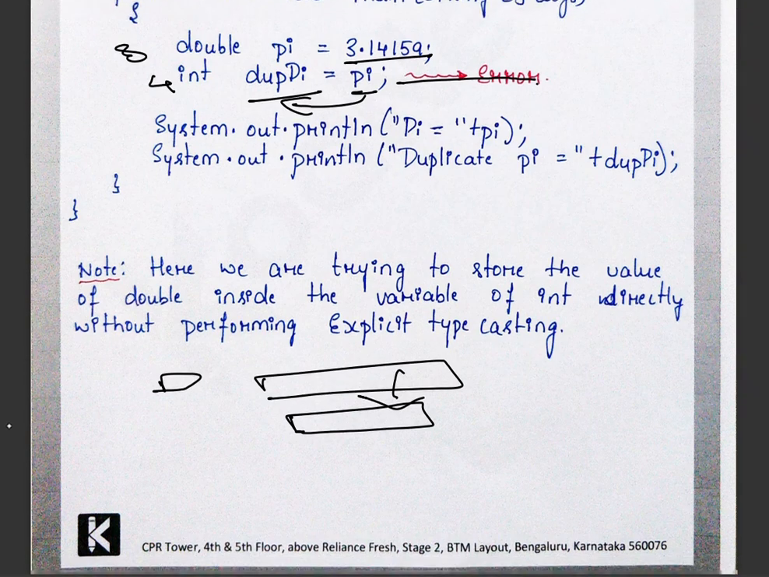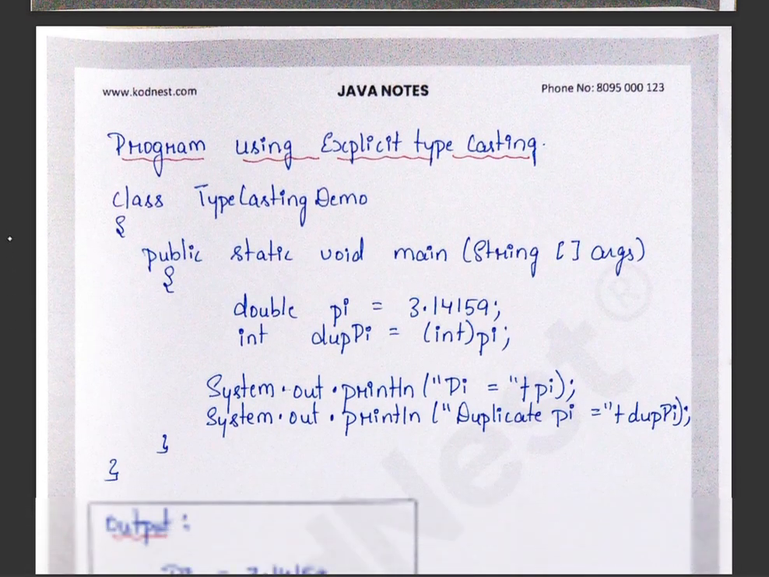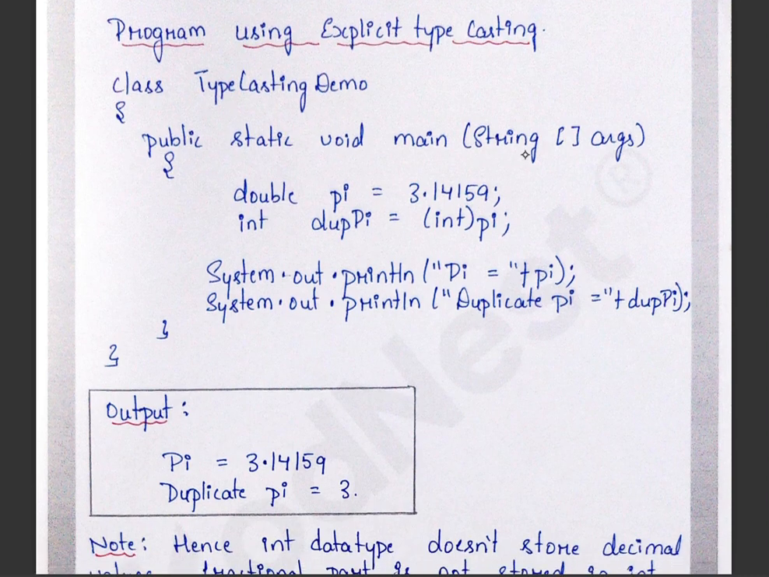Here in the code below we are using explicit typecasting. public static void main. We have assigned pi to double, and we are storing it in int. In explicit typecasting, as I said, also known as forced typecasting, we are forcibly typecasting this double to int. We are just converting this double to int, right?